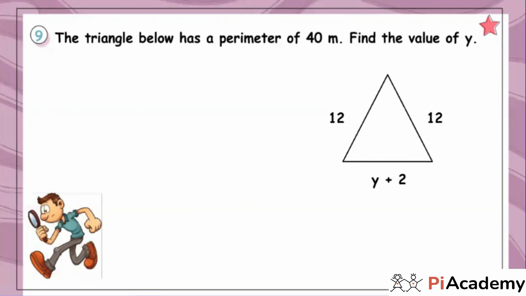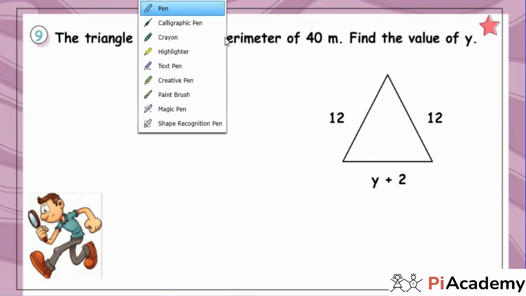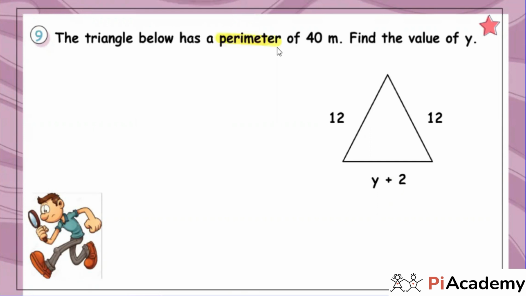The triangle below has a perimeter of 40 meters. Find the value of y. If you don't know, I can mention the perimeter is nothing but the sum of all the sides. Perimeter is the sum of all the sides, or you can say the sum of the lengths of the boundaries.